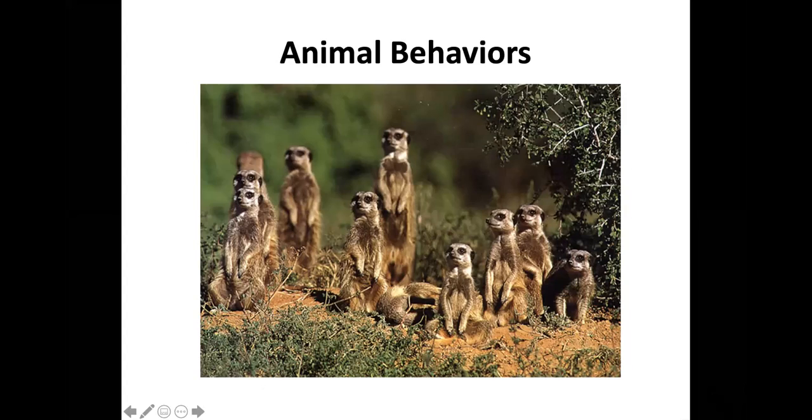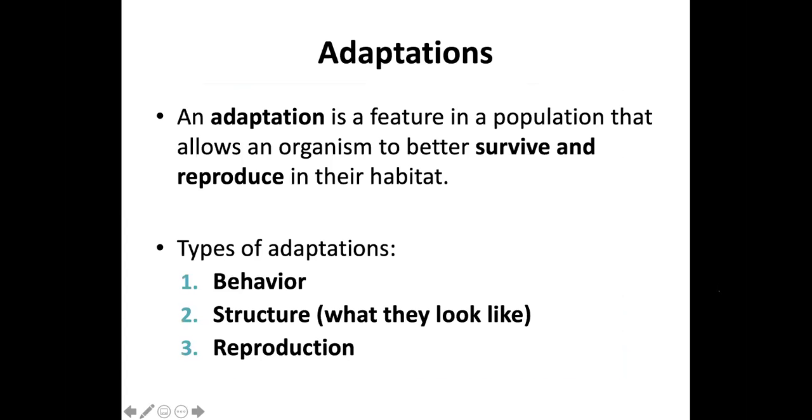All right, so the next topic is animal behavior. Some key terms that we need to know: an adaptation, and we've already seen this when we talked about evolution. This is a feature in a population that allows an organism to better survive and reproduce in that specific habitat, right? We talked a lot about adaptations when we talked about evolution and survival of the fittest. There are three types: behavior, structure, and reproduction.